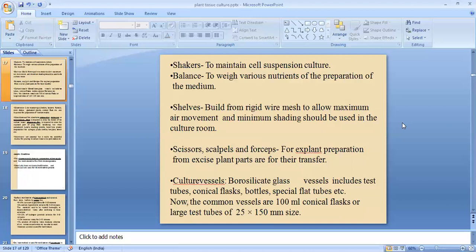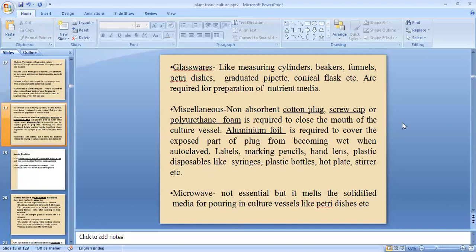Okay, usually 100 ml conical flasks or test tubes with sizes 25 to 150 are used. And the other glasswares like the measuring cylinders, beakers, funnels, petri dishes, graduated pipettes, conical flasks, etc. are required for the various measurements during the preparation of nutrient medium. And apart from that, the miscellaneous things required may be your non-absorbent cotton plugs, screw caps, or polyurethane foam, which is required to close the mouth of the culture vessel.